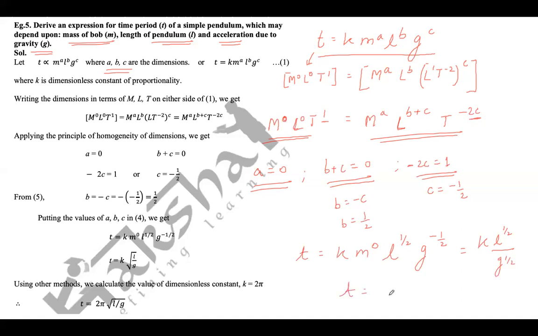So t is equal to k times root under L upon G. So this constant k, we will calculate it by finding it experimentally, but we know that time period t is equal to k times root under L by G, which can also be written as 2 pi into root under L by G. This is what is time period t. So t is equal to 2 pi root under L by G.